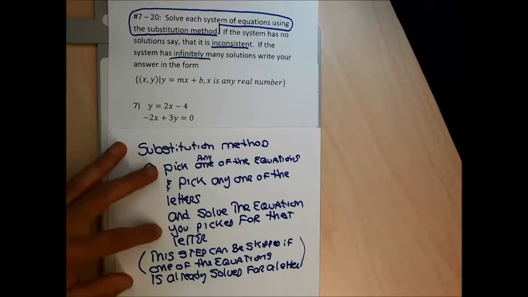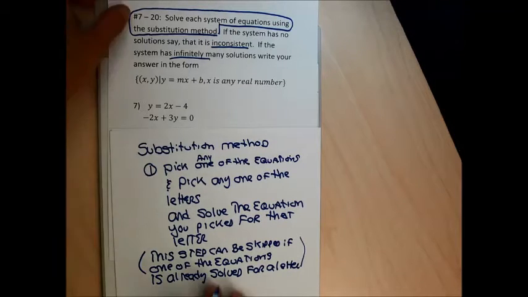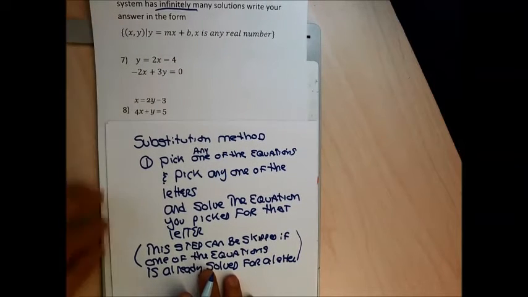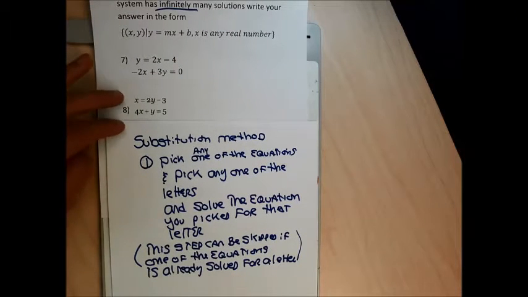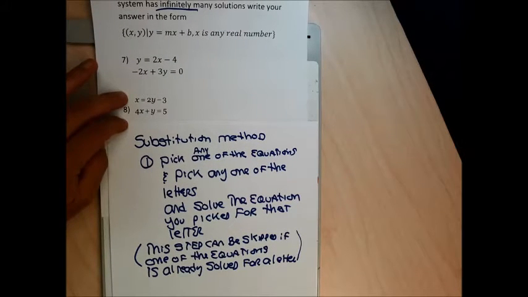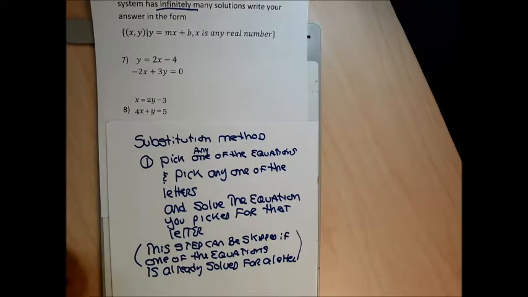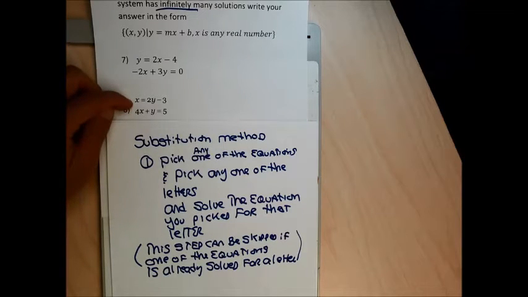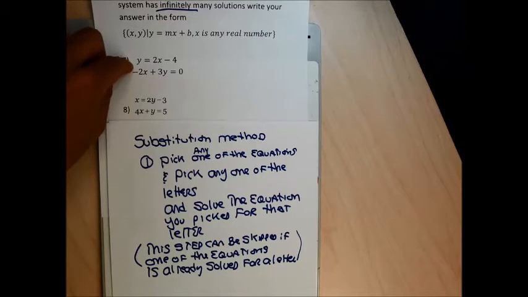So for problem 8, what I'm going to do is look at my equations. If one of the equations is solved for a letter, then I can skip this step. So in problem 8, because my top equation is solved for x, I can skip this step. In problem 7, because your top equation is solved for y, you can skip this step.